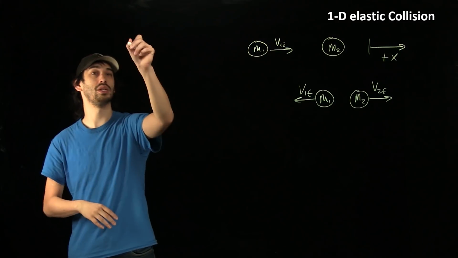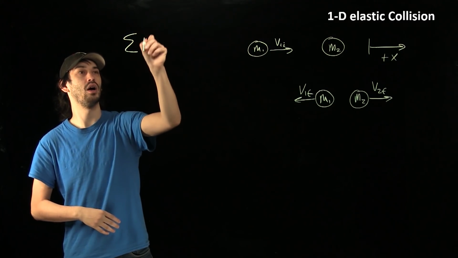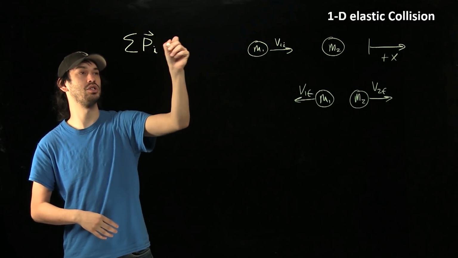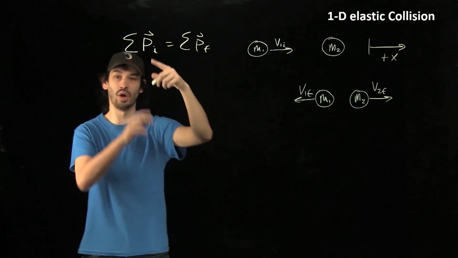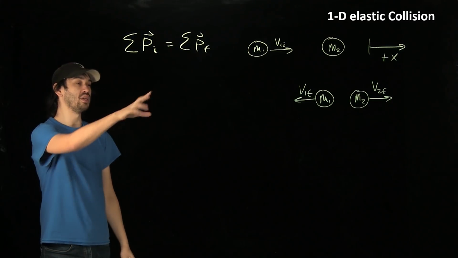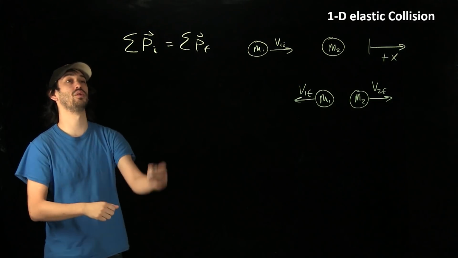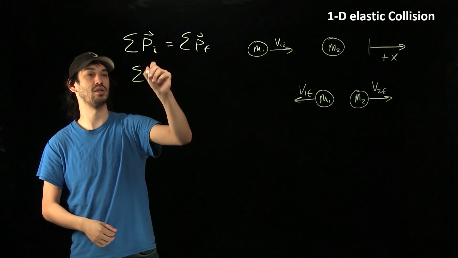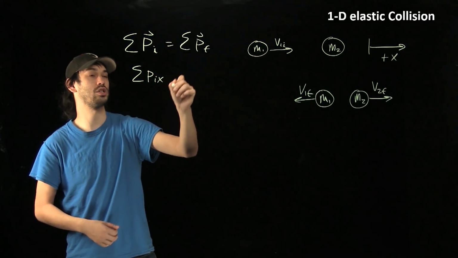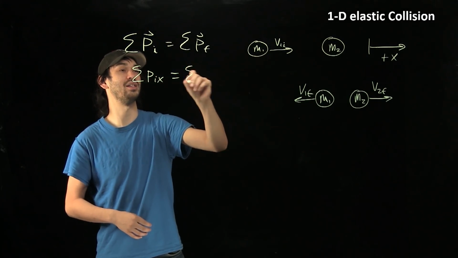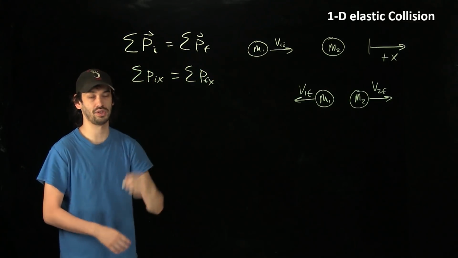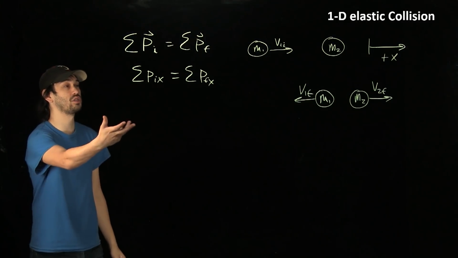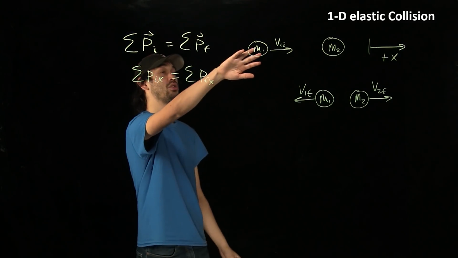Okay. Now what we'd like to do is to write down some equations for our conservation of momentum. In general, what we can say is that the sum of the momentum initial is going to be equal to the sum of the momentum final. And note that this is some vector. Now in this case, this is only one-dimensional, and so this is going to reduce to the sum of the momentum in the x direction initially. And this is going to be equal to the sum of the momentum in the x direction in the final state.